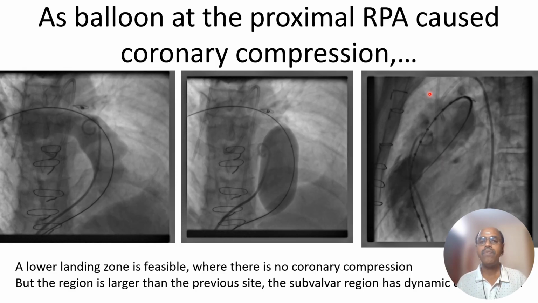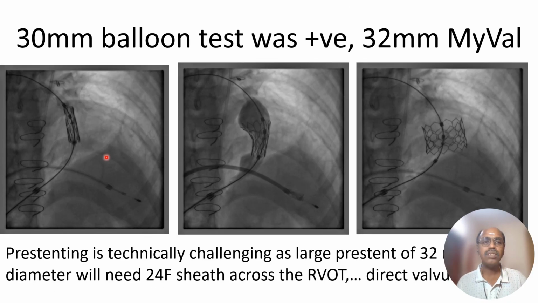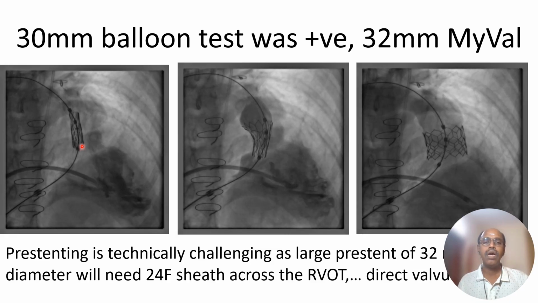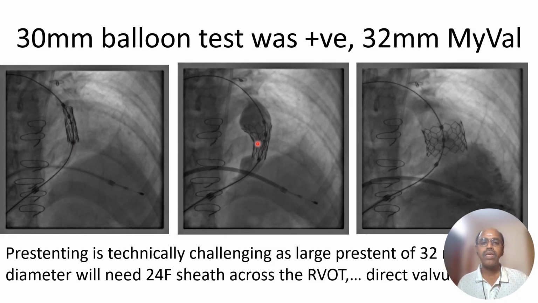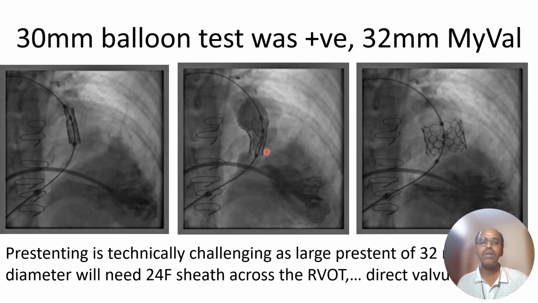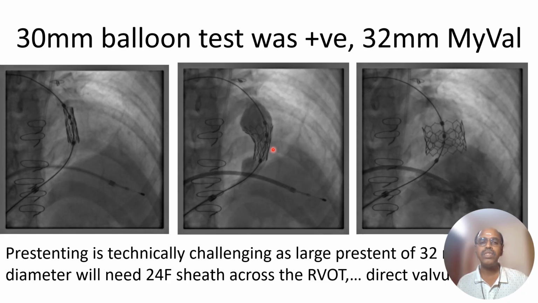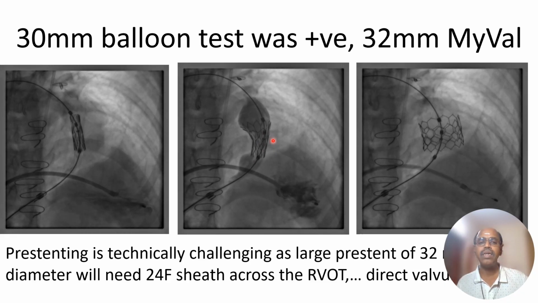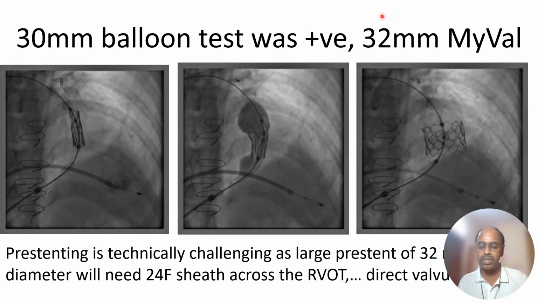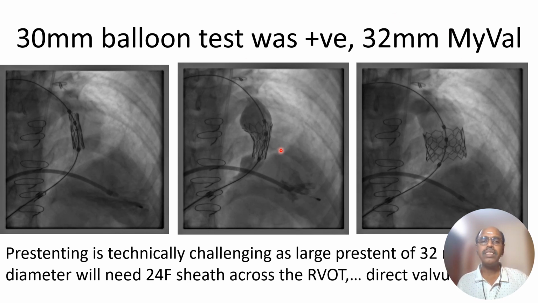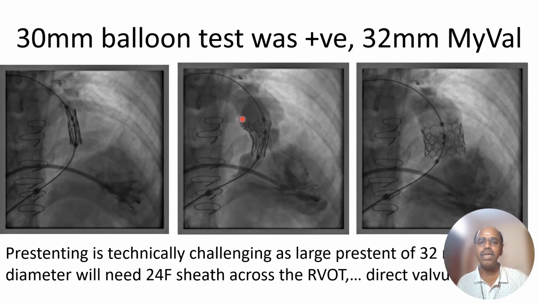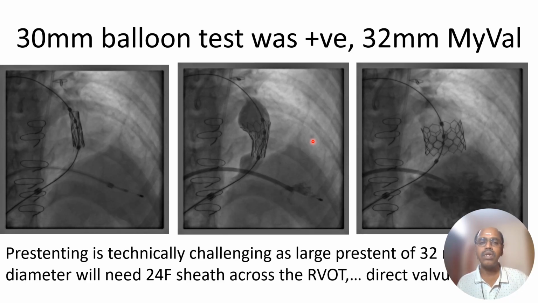So you go for a 32 millimeter valve. The 30 millimeter balloon test was positive. So we are taking a 32 millimeter valve and deploying exactly in the region of the outflow tract. Here this is the valve being positioned, a partly expanded valve, and we do a check angiogram. The check angiogram is looking fine, so fully expand the valve and get the valve completely across the landing zone. So this was an example of a coronary that was getting compressed if the valve was positioned distally. So we moved the valve proximally and now it is not getting compressed.